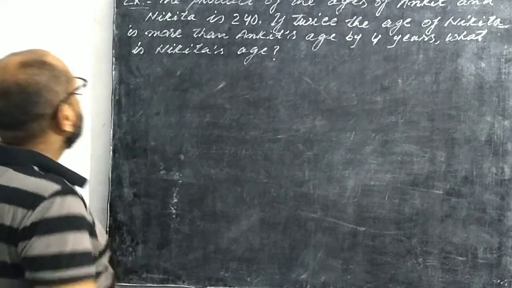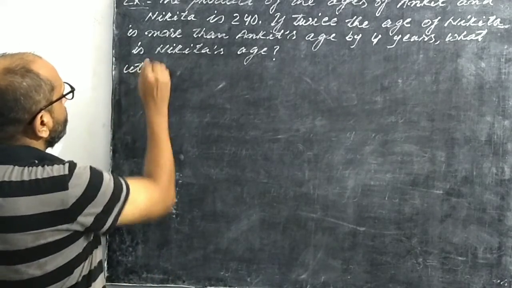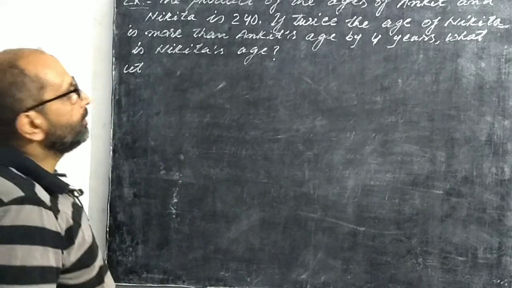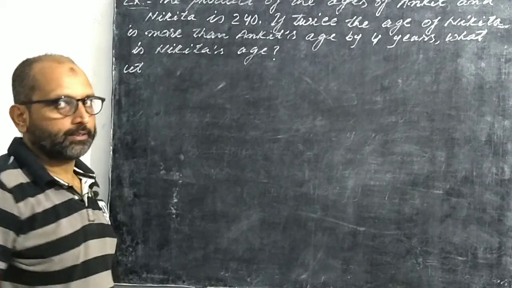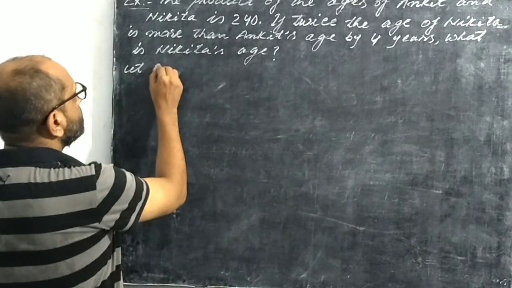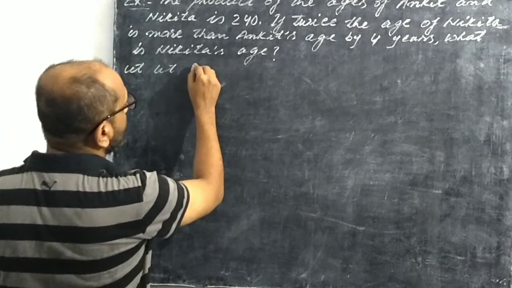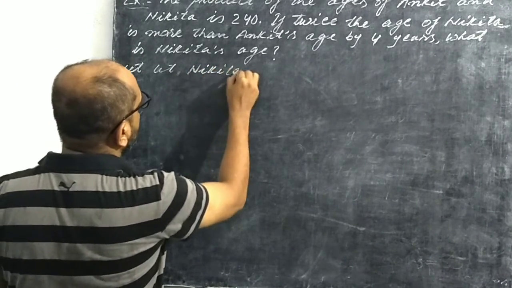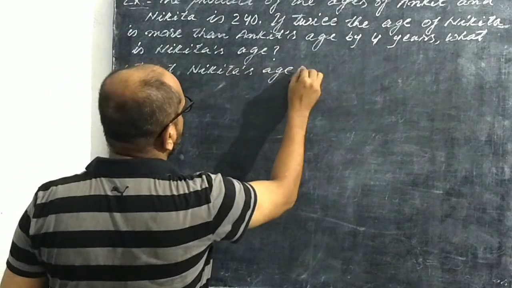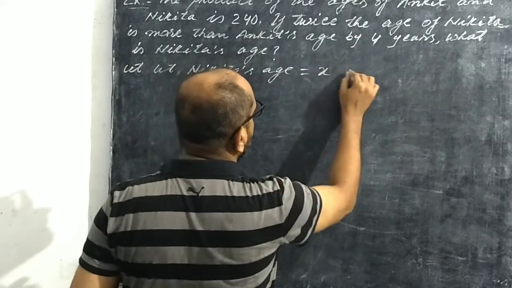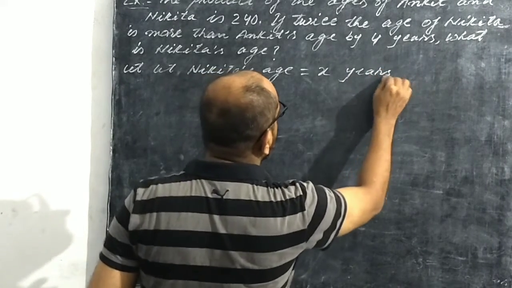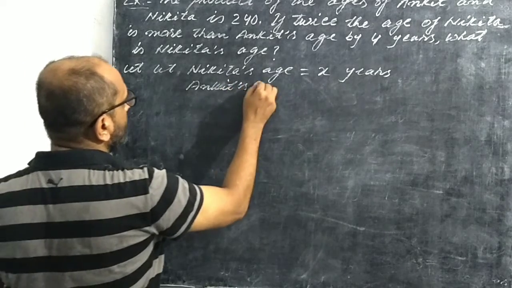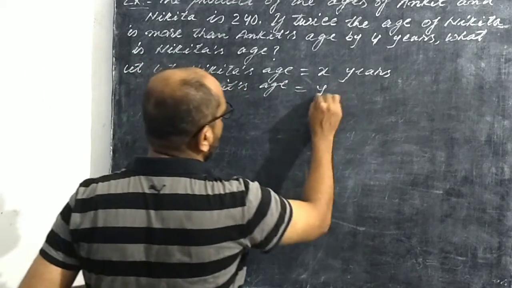So as I told, the first step is to assume present ages of the characters. There are two characters in the problem, that is Nikita and Ankit. So let Nikita's age be equal to X years and Ankit's age be equal to Y years.